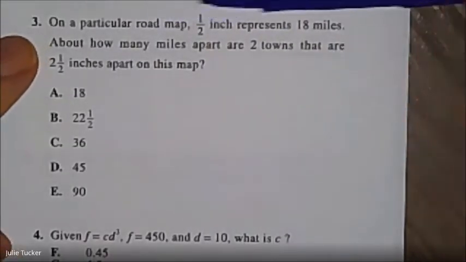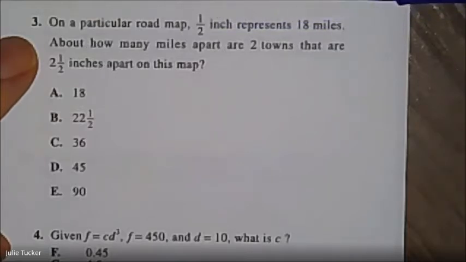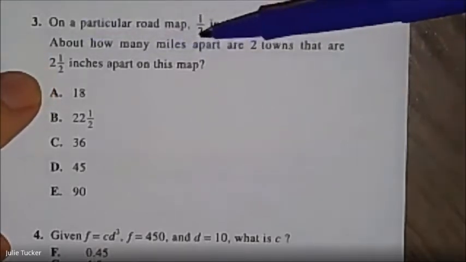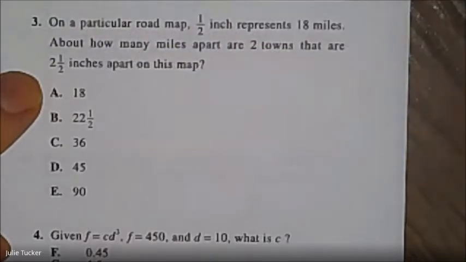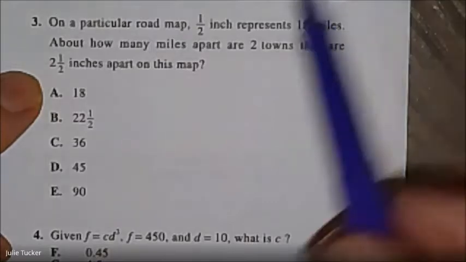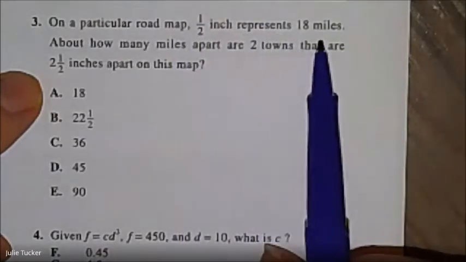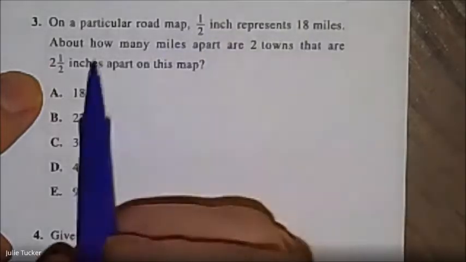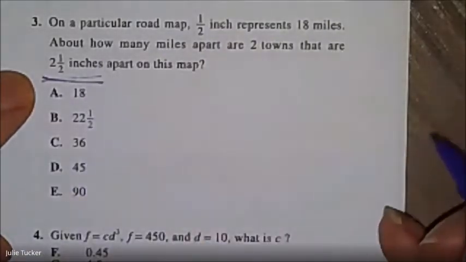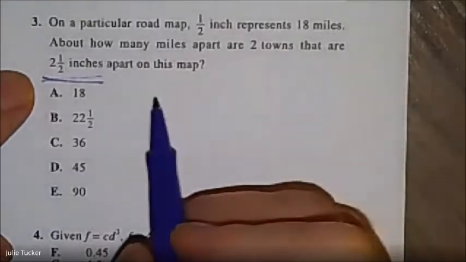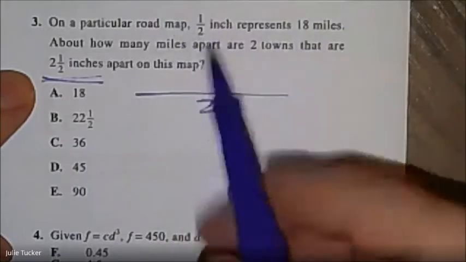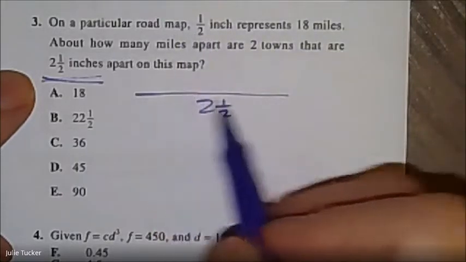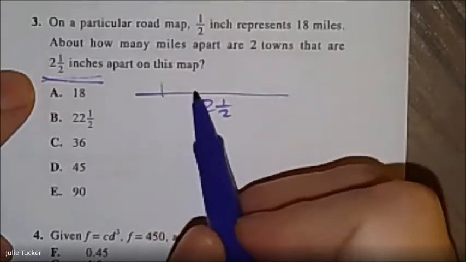On a particular road map, 1/2 inch represents 18 miles. About how many miles apart are two towns that are 2.5 inches apart on this map? So if they're saying every 1/2 inch is 18, and then they're saying it's 2.5 on the map, don't you have to figure out how many halves fit into this whole 2.5? So it's like a half and a half.